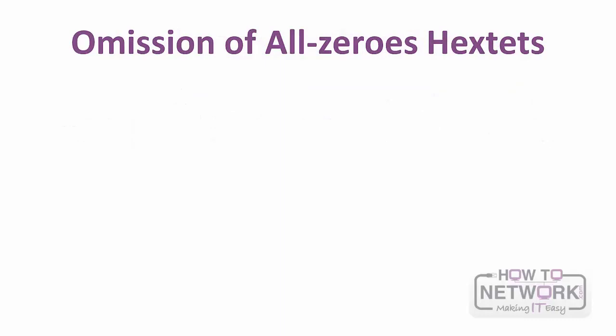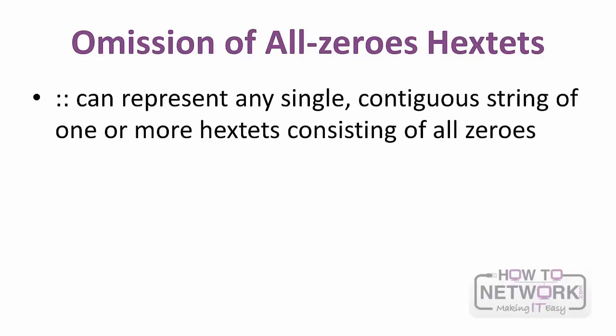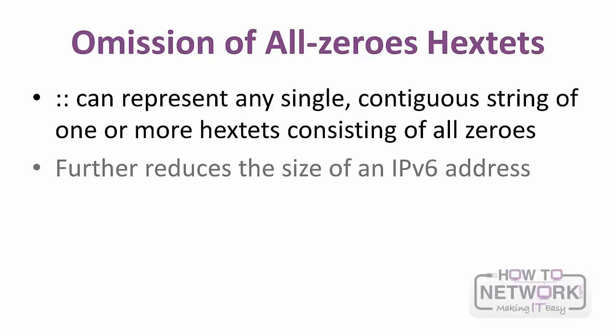The second helpful rule in reducing the notation of IPv6 addresses is the omission of hextets with all zeros, which says that a double colon can represent any single continuous string of one or more hextets consisting of all zeros. This will help further reduce the size of an IPv6 address.